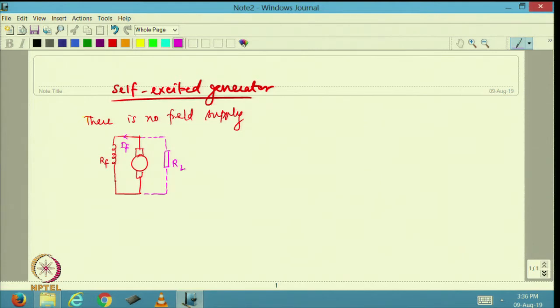What I mean is, let us say the open circuit characteristics of the machine is somewhat like this. Of course, the machine has to be driven at a particular speed omega by a prime mover. So, this is my prime mover, which is rotating this shaft. The shaft is rotated at a speed of omega by the prime mover.